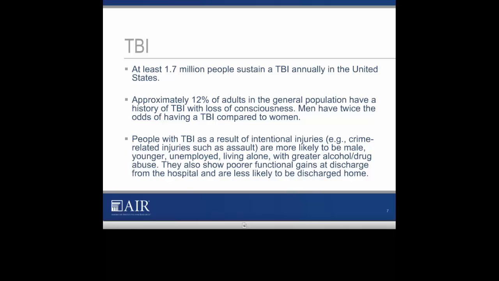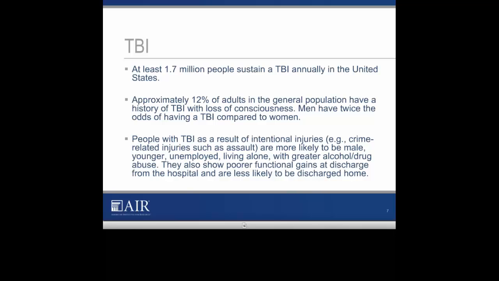This audience is probably familiar with issues that face people with TBI and is aware that TBI is a serious health concern. We know that at least 1.7 million people sustain a TBI annually in the United States, and of those, about 52,000 die, 275,000 are hospitalized, and about 1.5 million are treated and released from emergency departments. A recent meta-analysis by Frost and his colleagues estimated that about 12% of adults in the general population had a history of TBI with loss of consciousness. They also found that men have twice the odds of having a TBI compared to women.